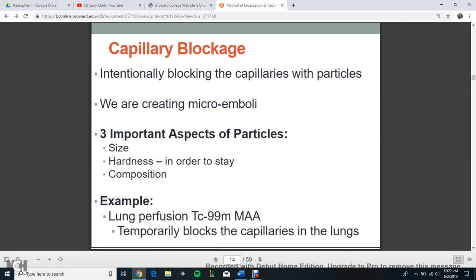Capillary blockage. Intentionally blocking the capillaries with particles. We are creating microemboli. Three important aspects of particles: the size, the hardness, and the composition. An example would be lung perfusion with MAA. It temporarily blocks the capillaries in the lungs.